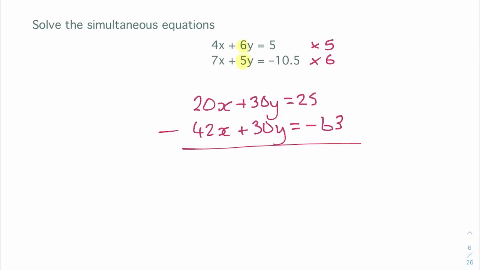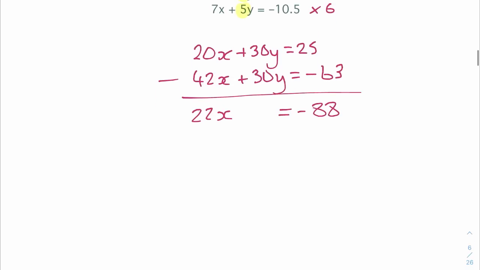Now it's a little bit strange because you can either do the top take away the bottom, or the bottom take away the top. Either way, we've got negatives involved. So I'm going to do the bottom 42x, take away 20x. And that gives me 22x. The 30y's disappear. And then I've got negative 63, take away 25. Obviously we're doing this on a calculator, so that's easy enough to do. It comes out as negative 88.